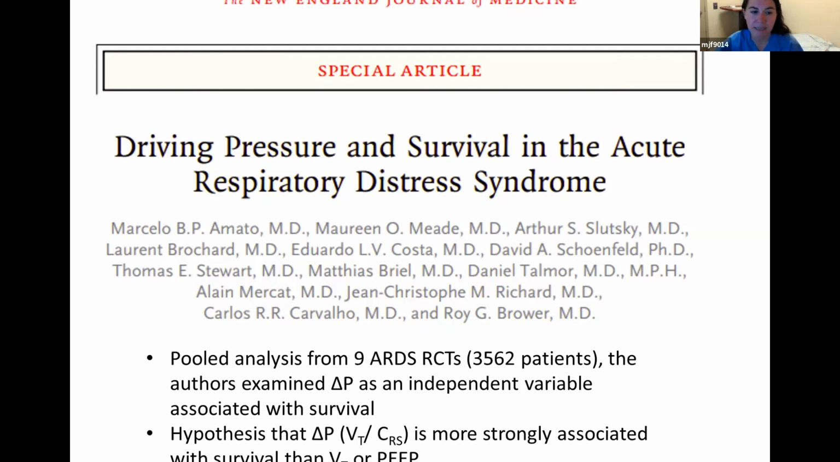And really what it is, it's a function of your tidal volume as it relates to your compliance. So it's a ratio of your tidal volume to your respiratory system compliance. So obviously you can accomplish bigger tidal volumes with lower driving pressures if you have more compliant lungs. And so this analysis used the data from 9 different randomized controlled trials to try to show that it's actually driving pressure that matters far more than the other variables like PEEP or tidal volumes.